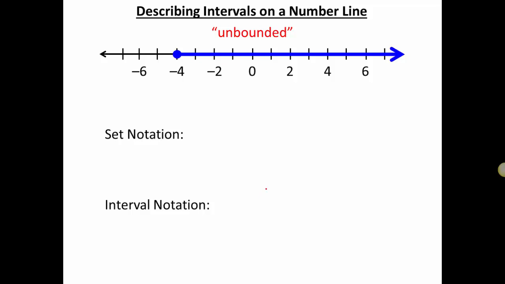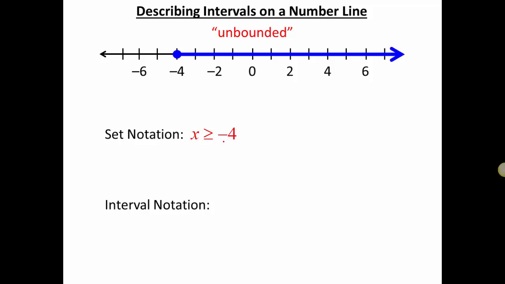What about unbounded intervals? An unbounded interval is where we have a clear boundary on one side, but then it goes forever in one direction. In this case, I'm describing all the numbers that are greater than or equal to -4. With set notation, we're very well familiar with this. X is greater than or equal to -4. Looks like this on a number line, looks like this in set notation.